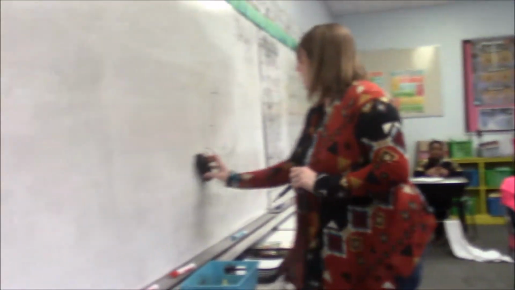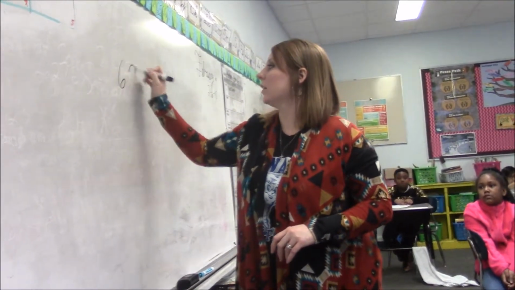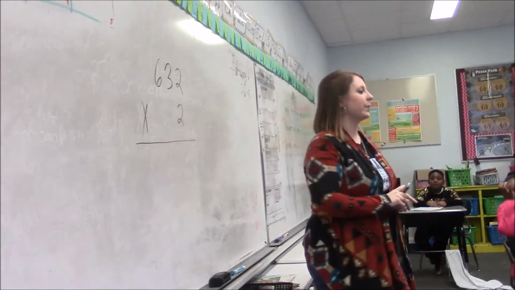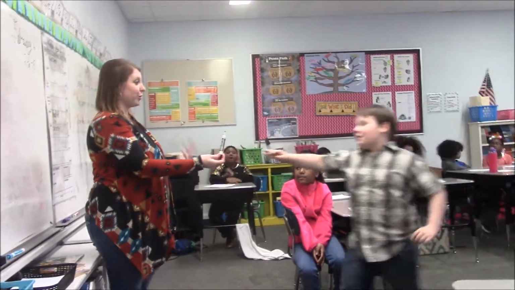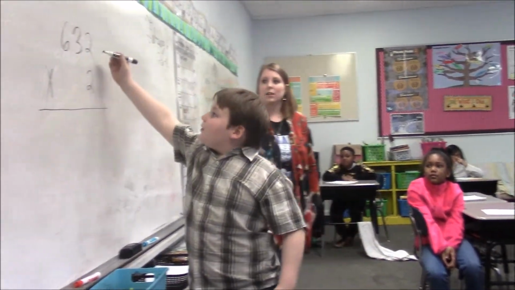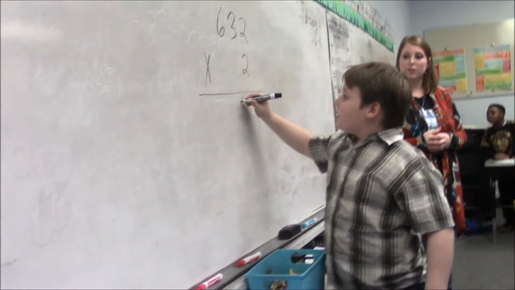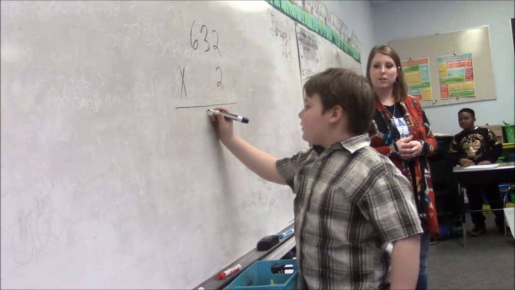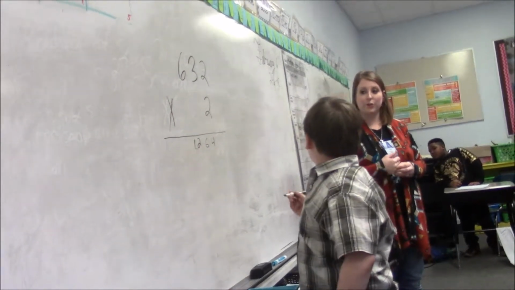All right, so last question is 632 times... Keaton, could you come up and show me what you would do here? And could you talk us through it as you answer it? Well, 2 times 2 is 4, and 2 times 3 is 6. And then 6 times 2 is 12, so it would be probably that. Okay, can you read your answer to us?